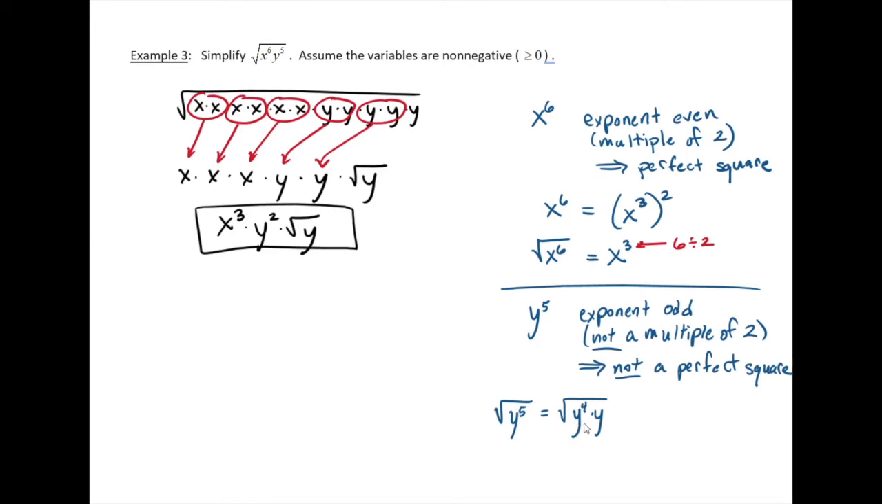That means we'll have a perfect square of y to the 4th power, but we will also have an extra factor of y that will be left inside the square root. Using our shortcut, the square root of y to the 4th power is equal to y to the 4 divided by 2, or y to the 2nd power, and we have the y left inside the square root. So we get y squared times the square root of y. And notice again that this is exactly what we got when we simplified the square root using the alternative method.